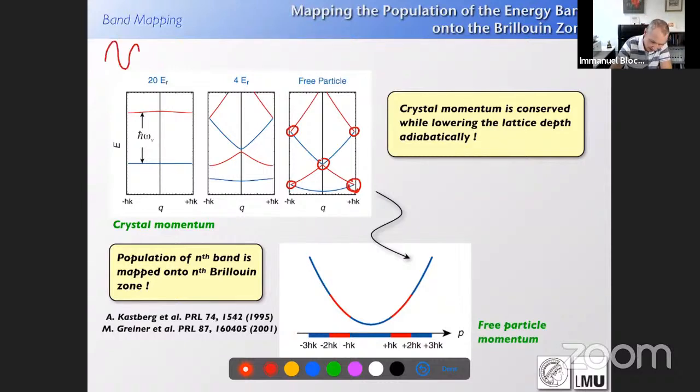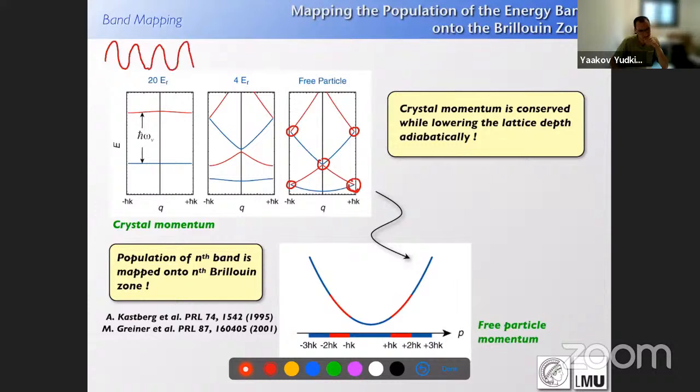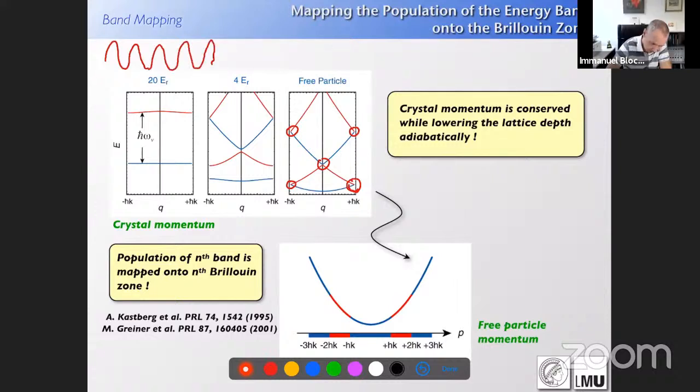If we go to very deep lattices here, they will look locally just like harmonic oscillators. And if this is very deep, these are just decoupled harmonic oscillators. And then we have the ground state of the harmonic oscillator, the first excited state of the harmonic oscillator, and so forth. And this energy separation between the bands for very deep lattices is just the energy separation between the ground state and the first excited state of your harmonic oscillator on a given lattice site. Okay, that makes sense.